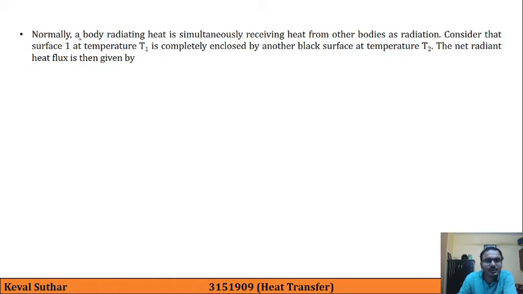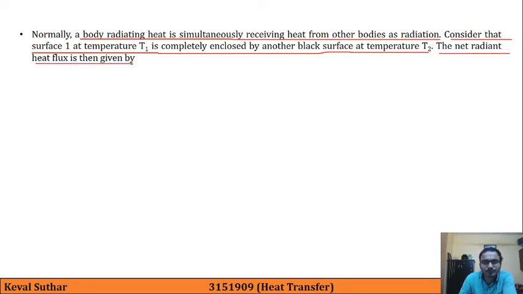Normally, a body radiating heat is simultaneously receiving heat from other bodies as radiation. Consider that surface 1 at temperature T1 is completely enclosed by another black surface at temperature T2. The net radiant heat flux is given by Q net is equal to sigma B into T1 raised to 4 minus T2 raised to 4.